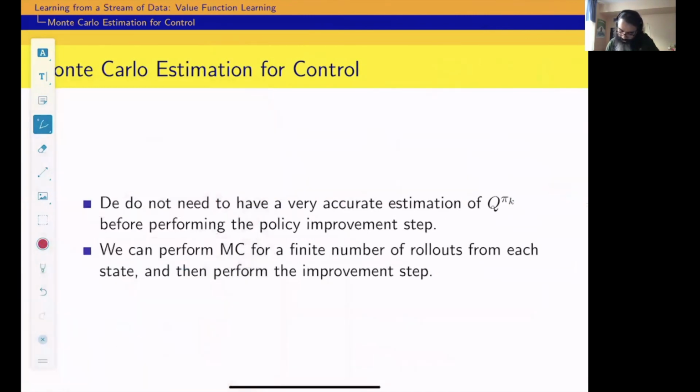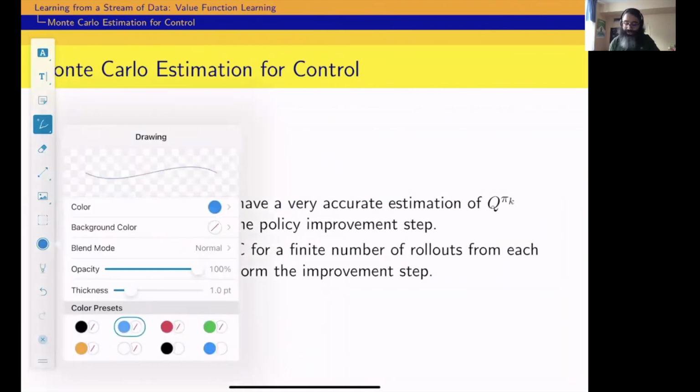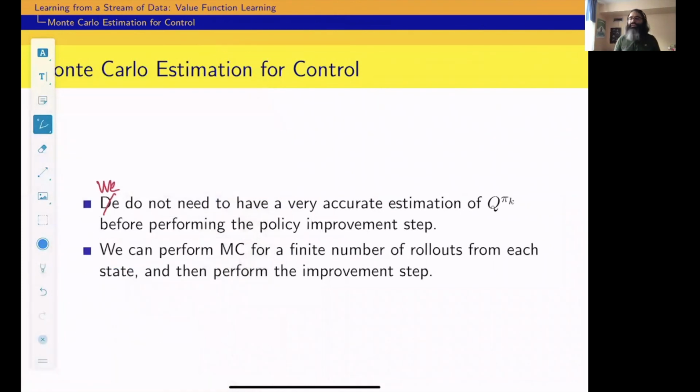So we do not actually need to do it. It turns out that we can show that we do not need a very accurate estimate of Q, say Q pi k, before performing the policy improvement. It is enough to have some approximate estimation of it, and under some conditions, doing policy improvement based on this approximate estimation is still going to lead to a better policy. Sometimes this idea is called optimistic policy iteration.